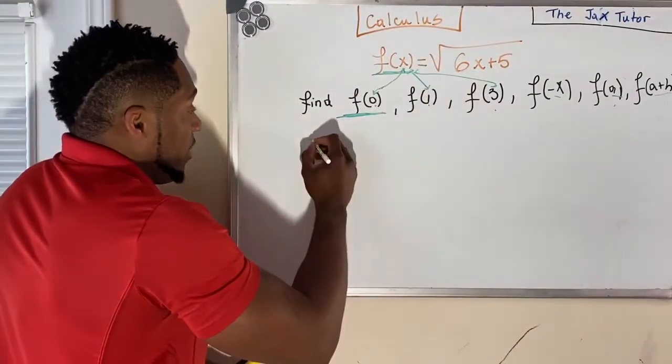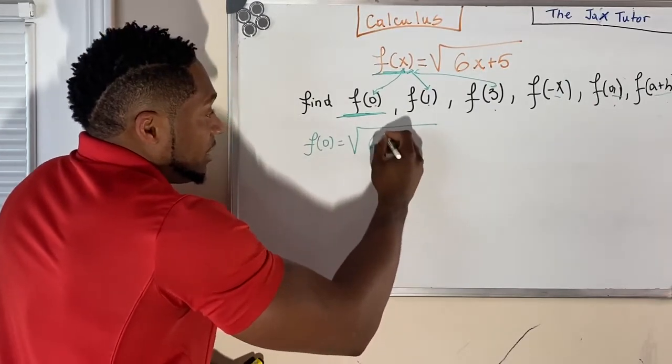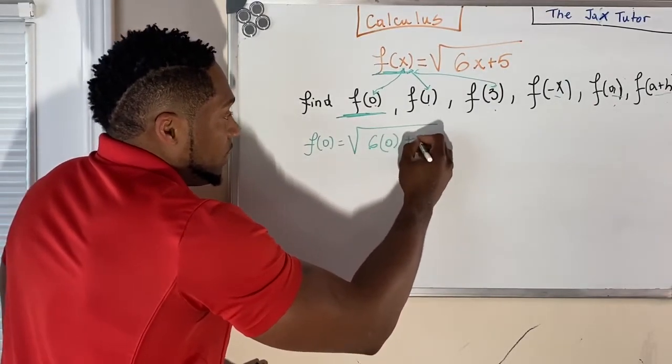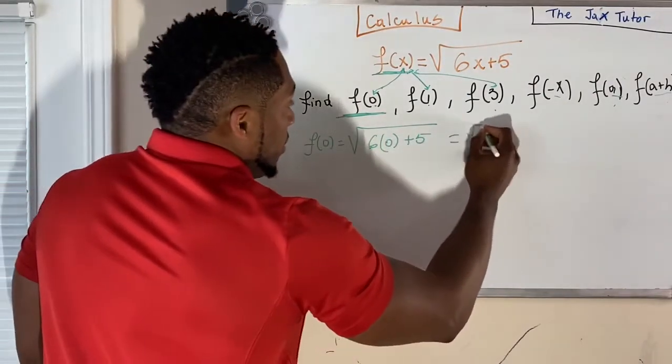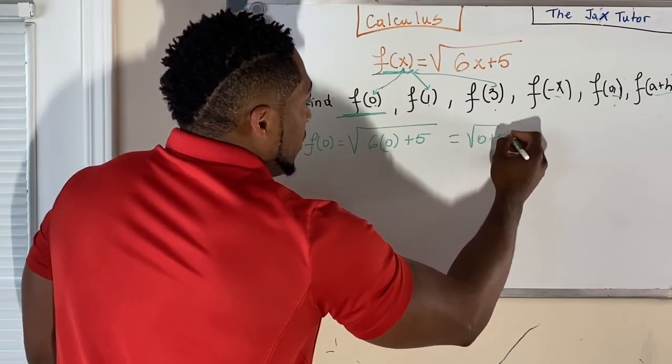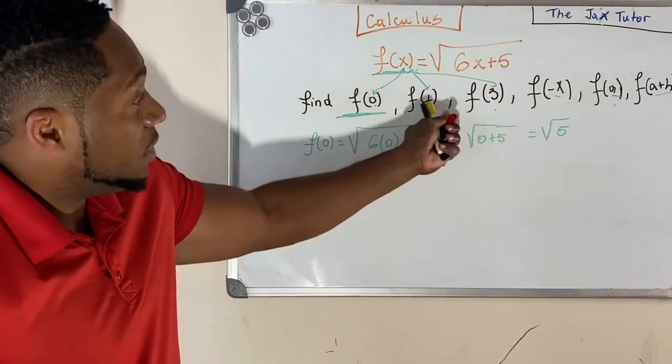So for the first one, f of 0 would be the square root of 6 times, in place of x, we're going to put a 0, plus 5. And that gives you what? 6 times 0 is 0, so the square root of 0 plus 5, which is the same thing as the square root of 5. We're not done yet.